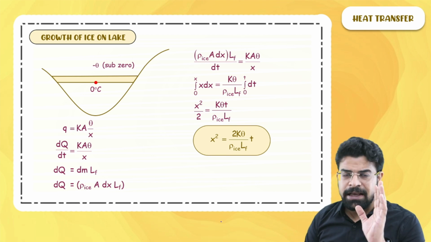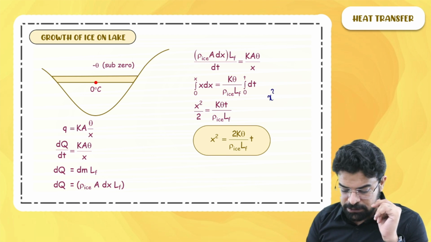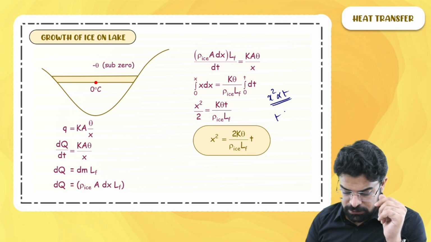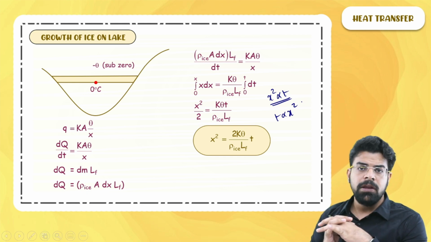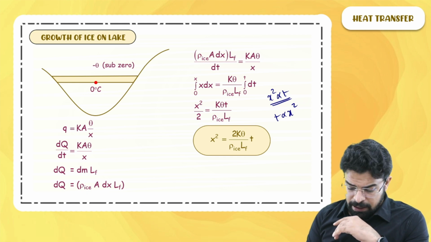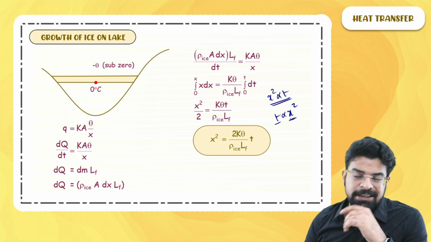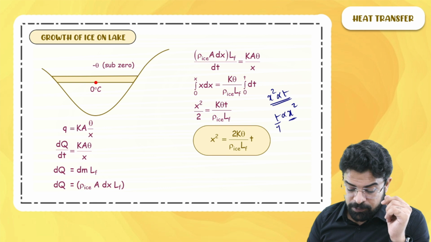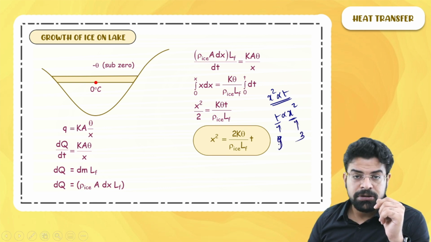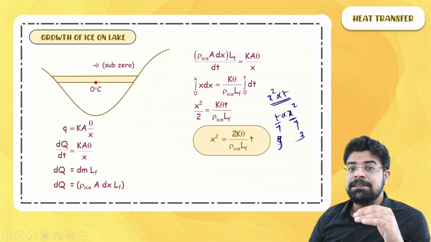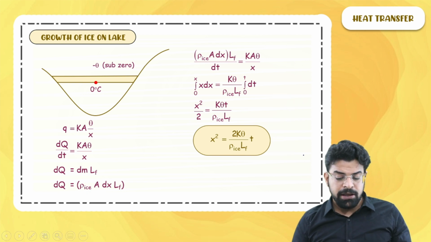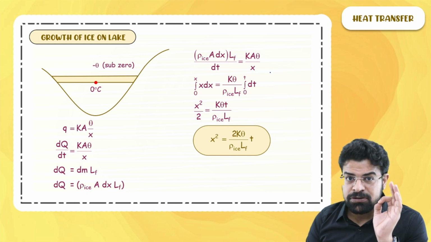Now what you have to exactly remember here is that x square is proportional to t, or the time taken for growth is proportional to x square. Now, if time taken for growth is proportional to x square, to double the thickness, the time taken will be 4 times. To triple the thickness, the time taken will be 9 times. To make the thickness of the ice 10 times, the time taken will be 100 times. Okay. Now here I want to emphasize one more thing.